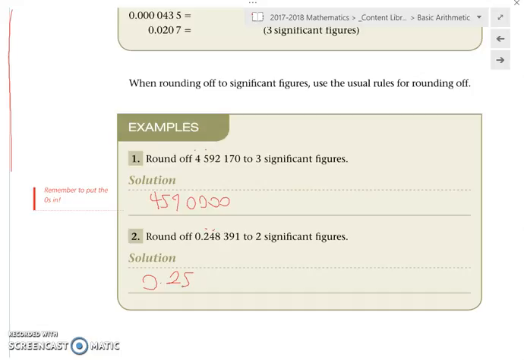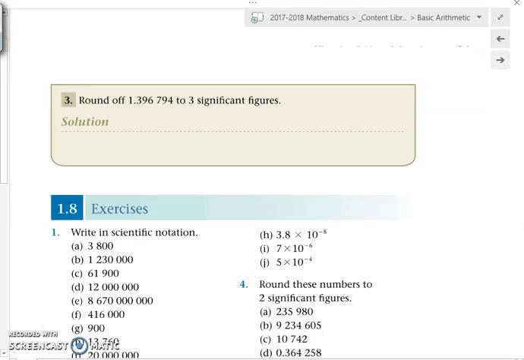Because the next number was a 2. And the 2 would round down. If that was a 5, I would have had to have rounded that up. But because it's 2, I rounded down. All right, so just this last one.